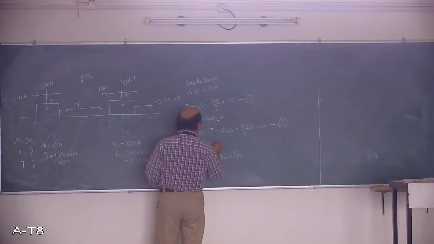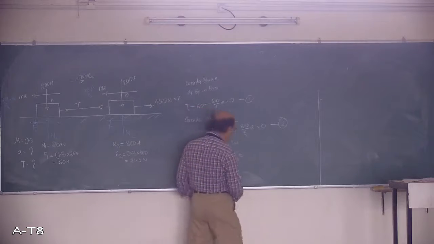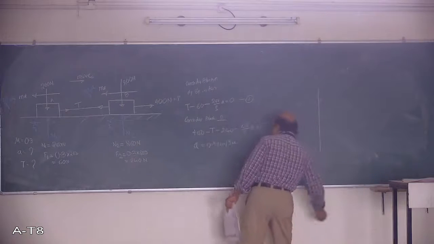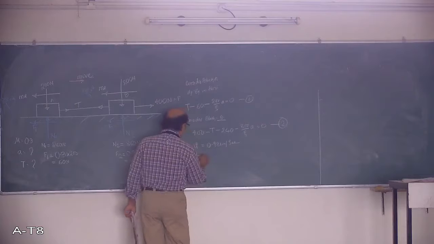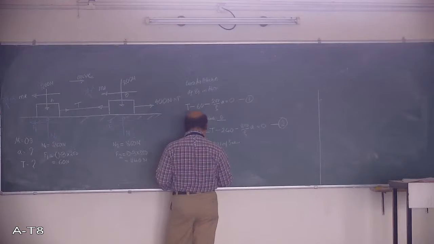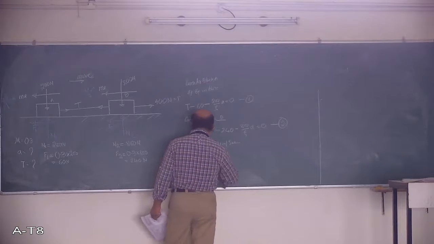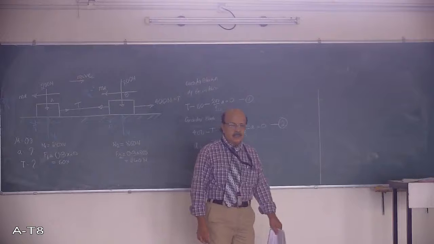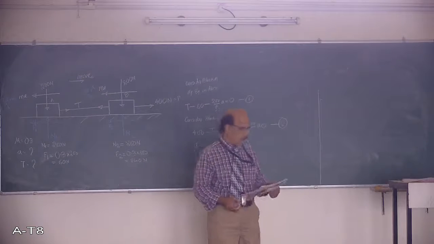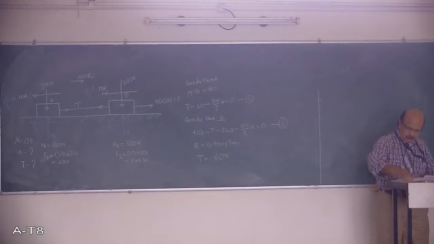Acceleration is 0.981 meters per second square, and the second is T, the tension in the string. Both you will get as one value. You will get A, substitute that value of A in any one of the equations, and you will get T. The tension in the string is 80 Newton. So all the problems are related to that. In the same way you can solve by applying D'Alembert's principle.